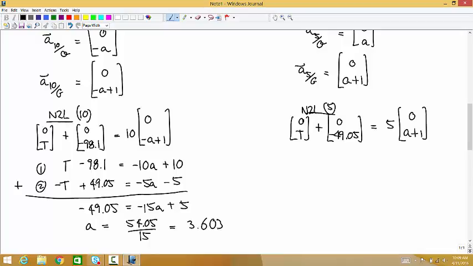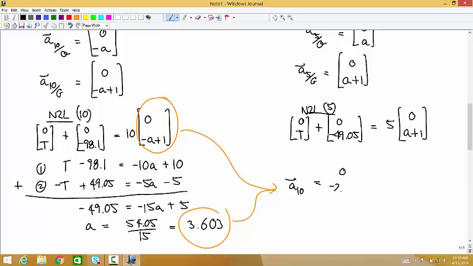And then you're not quite done, because that's just the variable. Now you have to plug that into this to get the acceleration of 10. So the acceleration of the 10 is equal to 0, and then negative 3.603 plus 1, so negative 2.603.